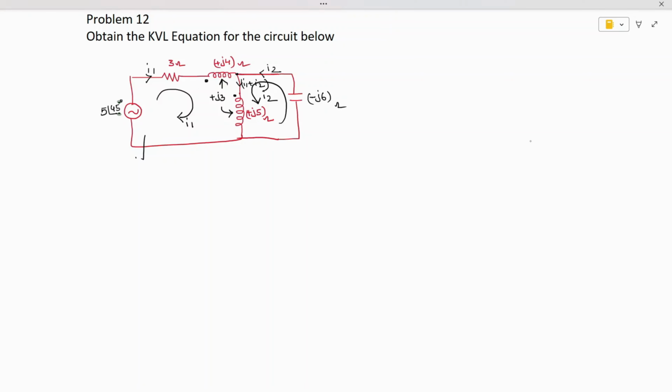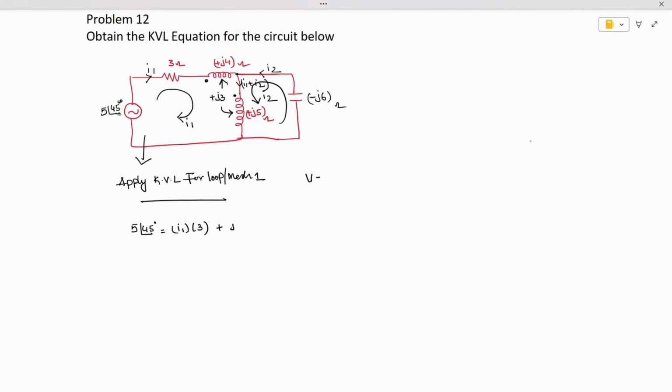Now let's try to apply KVL for loop 1. Apply Kirchhoff's voltage law for loop or mesh 1, the first loop or first mesh. Voltage source is equal to voltage drop. The voltage source is 5 at an angle of 45 degrees. The drop is I into R, which is nothing but I1 into 3, and here there is also an inductance, which I can write as plus J4.